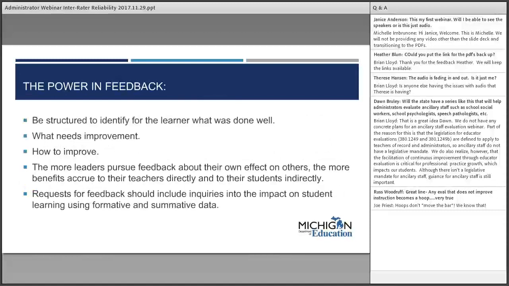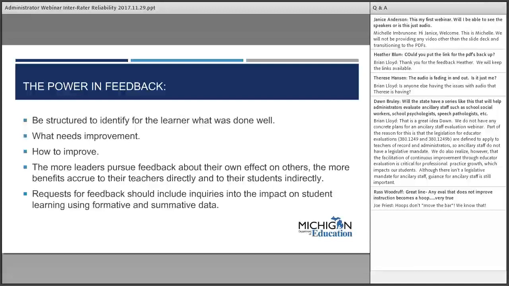The power in the feedback needs to be used and collected from several different sources to inform educators and their ongoing impact, to be instructional, and to guide leadership practices. For calibration purposes, it needs to take place to be sure that the design for your dialogue is framed properly.